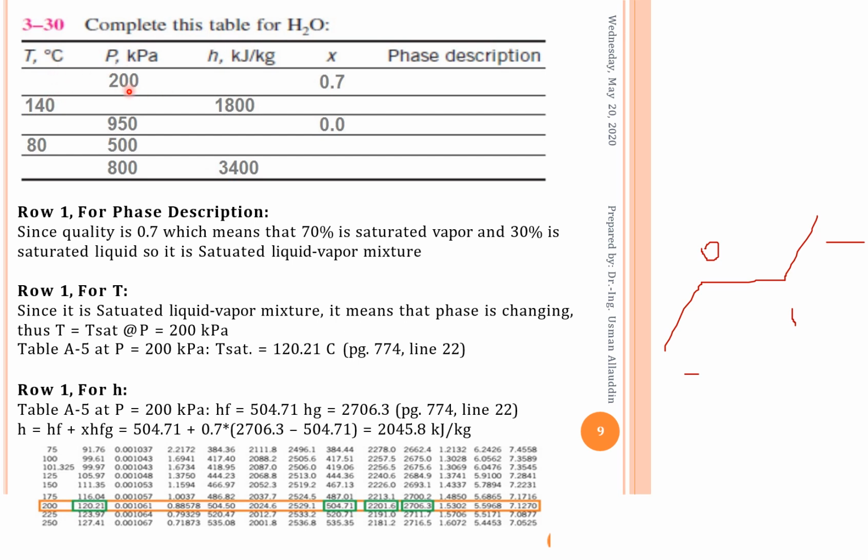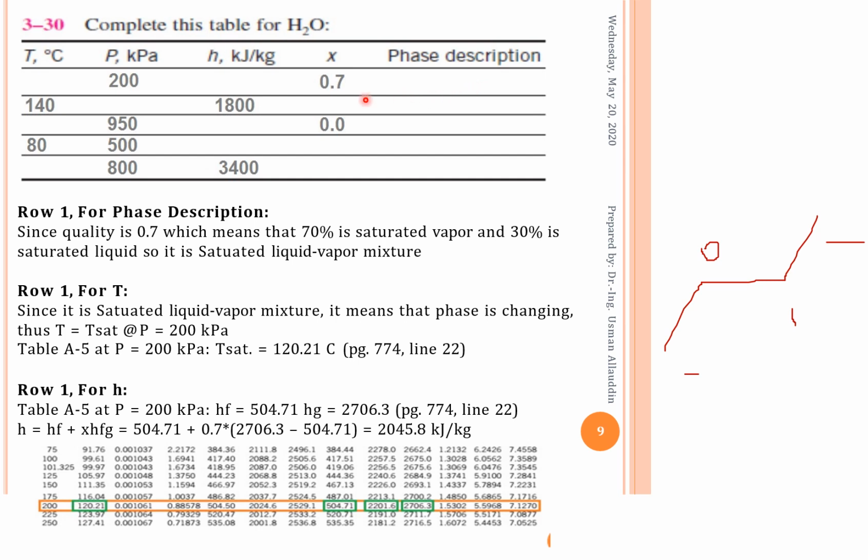For pressure 200 kilopascal, the temperature is 120.21 degrees Celsius. So this is our temperature. We will write it here. And also we need to describe the phase. So what will be our phase description?